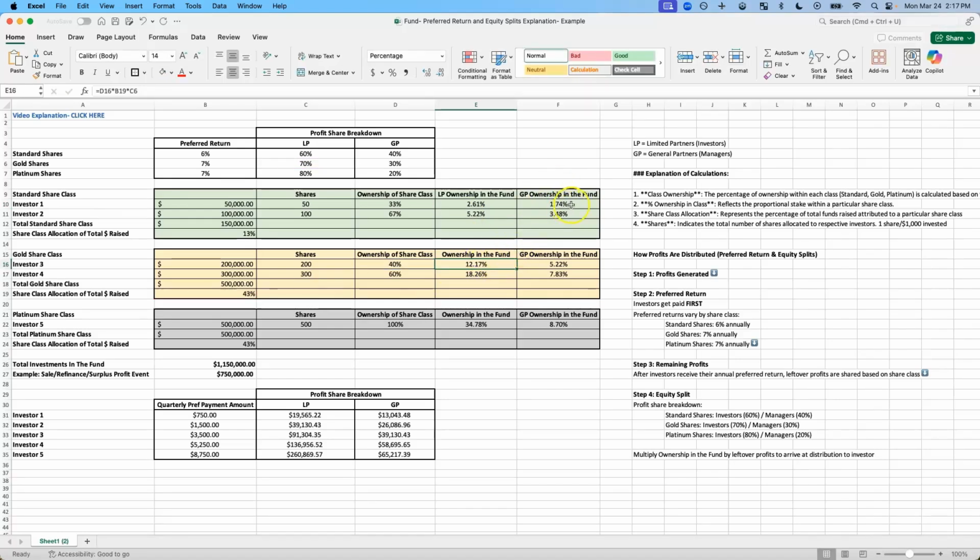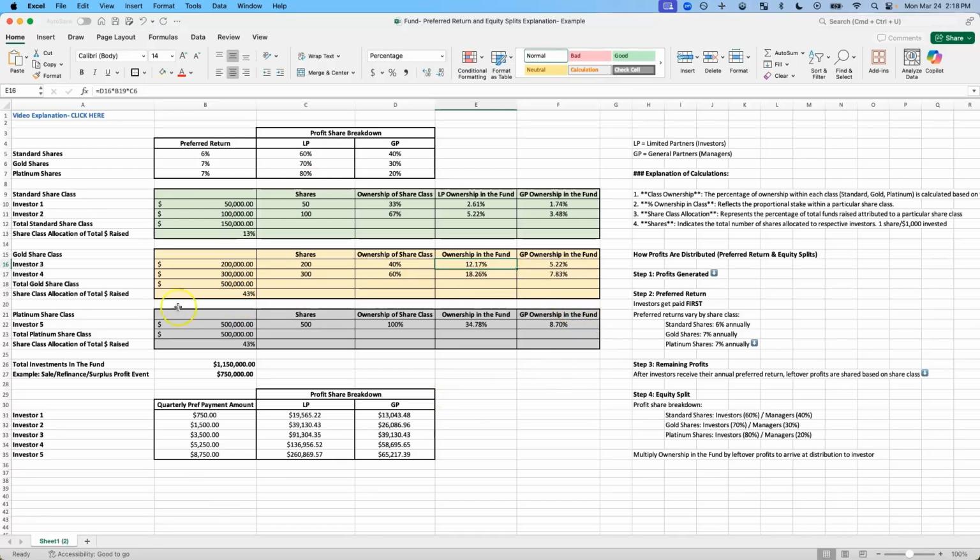This GP ownership in the fund is just to show you how that's split between LP and GP. Again, it's just the same calculations that you just saw in LP ownership, but instead of multiplying by 60% there, you'd multiply by the 40% because that's the profit share breakdown and the split between LP and GP for that specific share class. Now, if you jump into the different share class, it would be this 30%, and ownership in the fund for this investor is that 70% times 40% of that share class allocation, and then the total share class allocation of the overall fund.